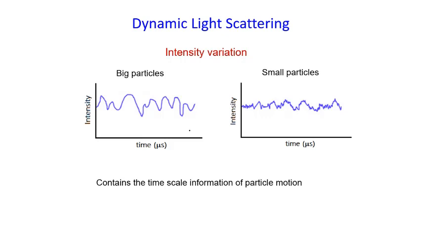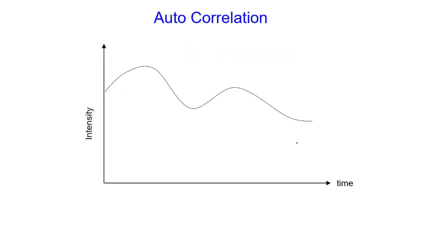However, in order to use these intensity fluctuations, a certain method has to be used to derive the useful information out of this that can finally be used to derive the particle size. Okay. So the method which is used for this is known as autocorrelation. So let us see what autocorrelation is and how it is used to derive particle size from DLS experiments.